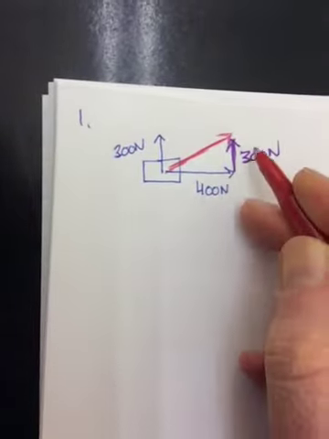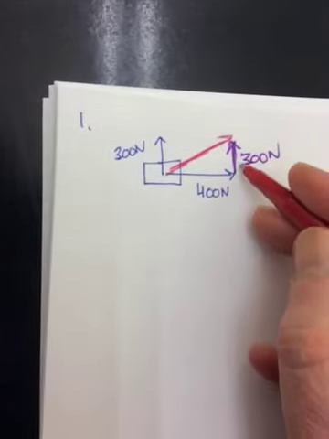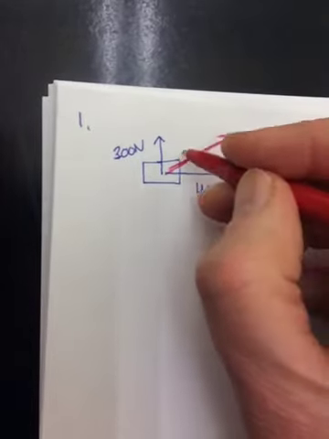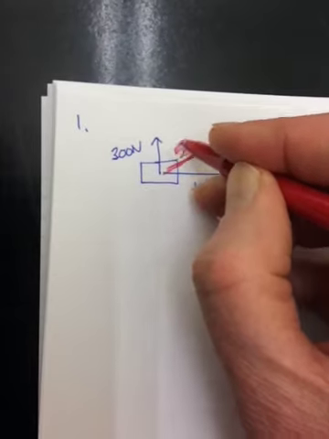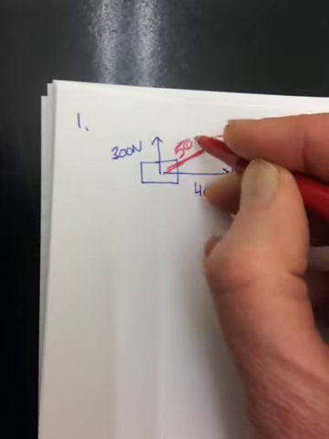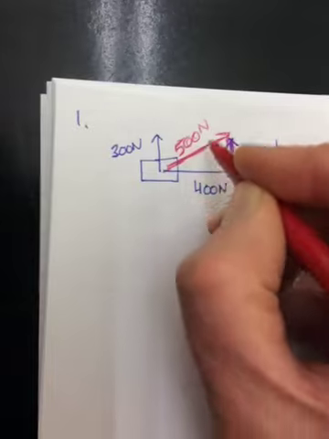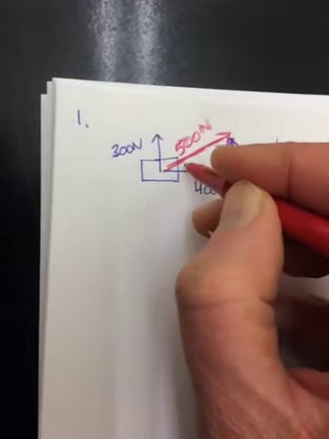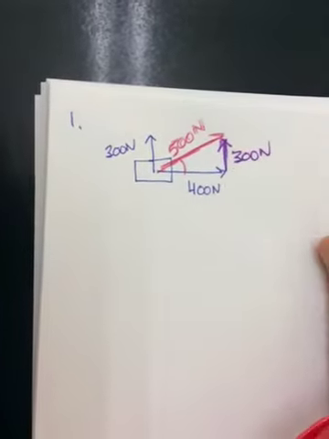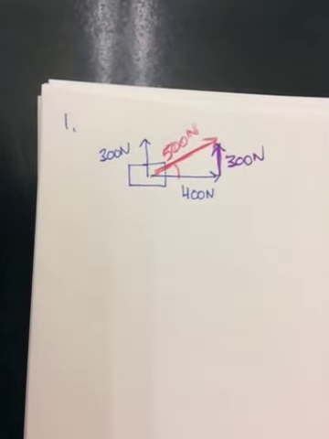Okay, and I can find it. It's a 3, 4, 5 triangle. So 3 squared plus 4 squared will be 5 squared, with 2 zeros. And then I also need to measure the angle. Not measure it, but find it.